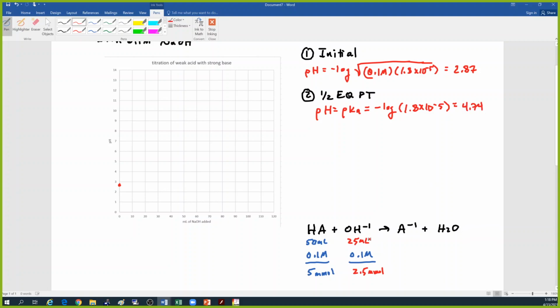So that means if we go back to our titration curve at about 25 milliliters, which is halfway through the titration, we've only gotten the pH up to about 4.74, so somewhere around here, let's say. Okay. The third key point we talked about was the equivalence point.